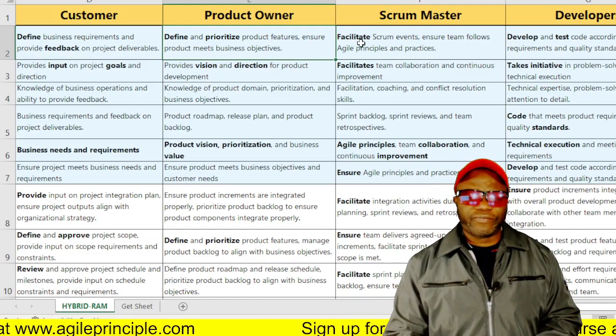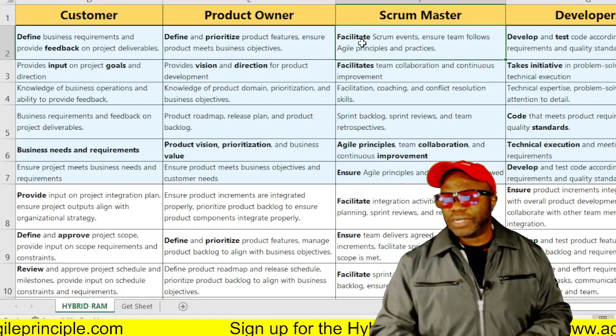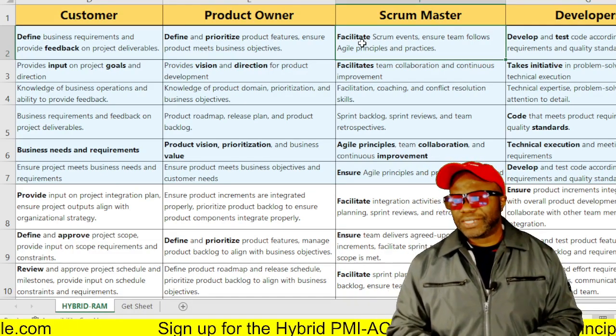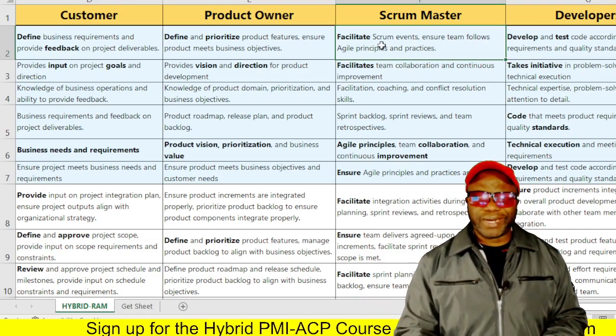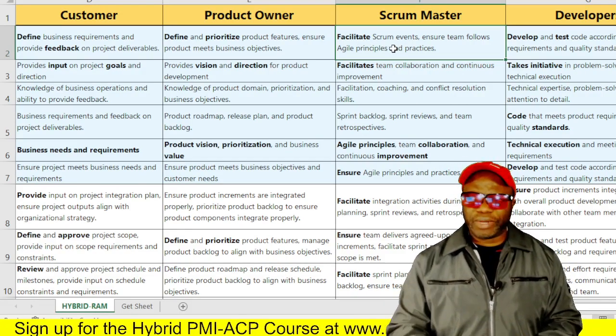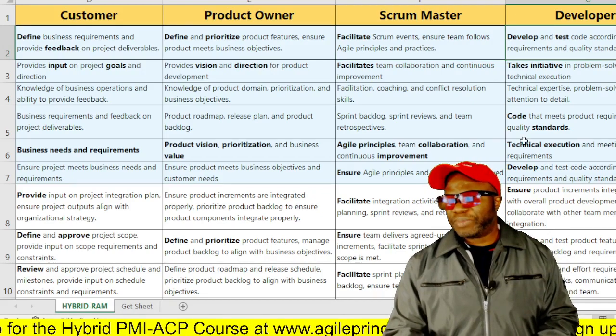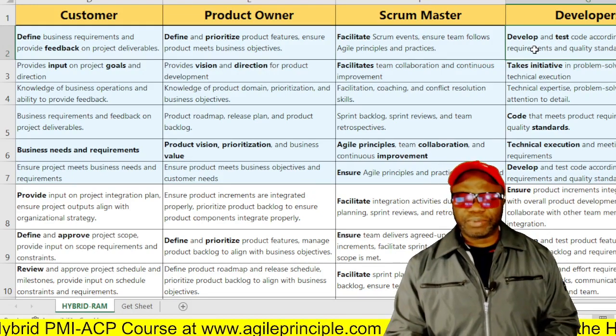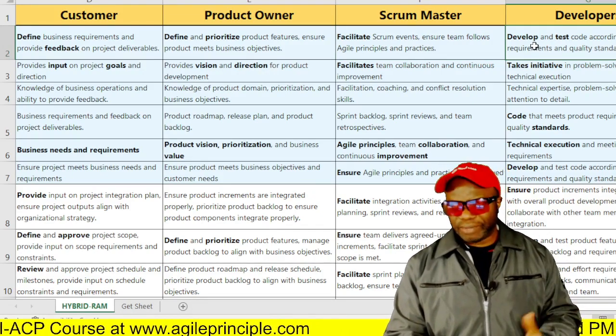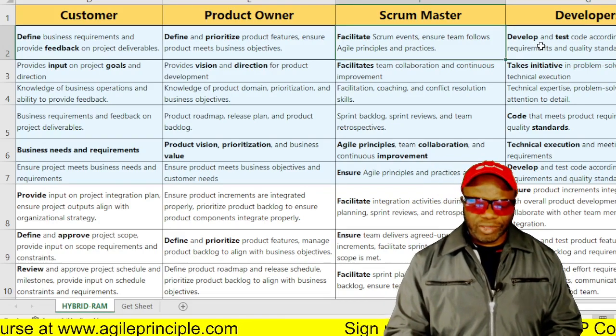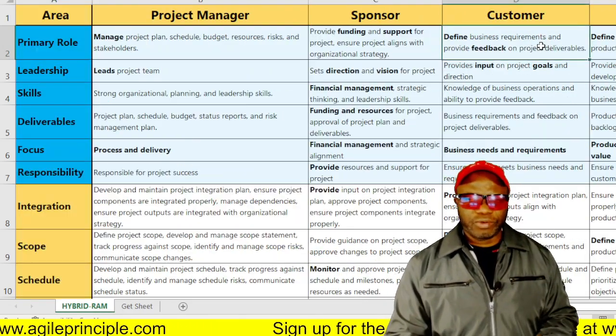The Scrum Master facilitates, that's the key word, Scrum events, ensures that the team follows Agile principles and practices, and acts as an impediment remover, if you will. Developers. Developers develop, the word developer, develop, and test code. And that is the primary role.